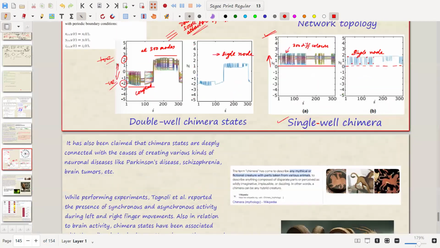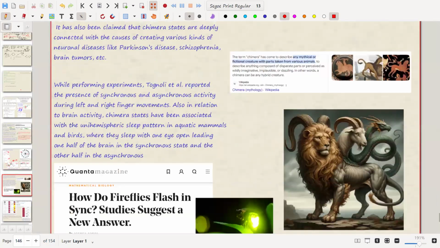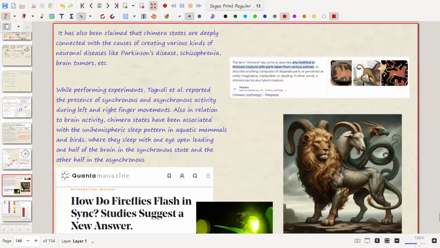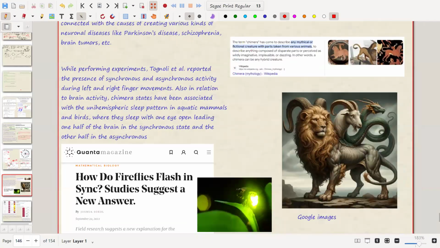So this is what it is. And what is a chimera? Chimera is actually a Greek word. You can see from Wikipedia over here: any mythical or fictional creature with parts taken from various animals. So that is what a chimera is.